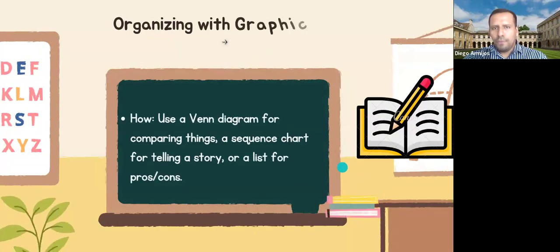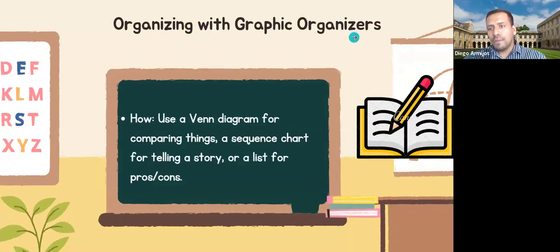Then we have organizing with graphic organizers. Yep, this is very important because in writing, I think in every single language we do graphic organizers, so we have an idea what to do. Okay, how are you going to do it? Use a Venn diagram for comparing things, a sequence chart for telling a story, or a list for pros and cons. Yep, so it depends which of these ideas you are going to develop in the graphic organizer.